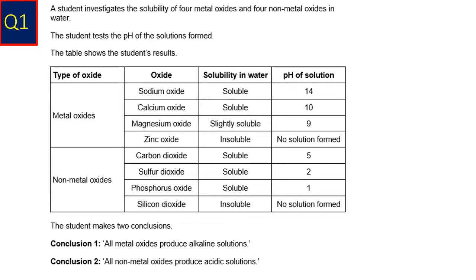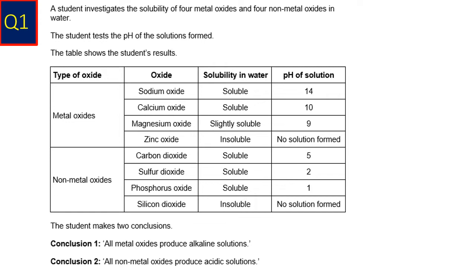And the pH of the solution. So sodium oxide is soluble, that means it dissolves in water, and has a pH of 14. Calcium oxide also soluble, pH of 10. Magnesium oxide is slightly soluble, so it dissolves a little, pH of 9. Zinc oxide is insoluble, it does not dissolve, and no solution is formed to test the pH of. Our non-metals, we've got carbon dioxide, which is soluble, and a pH of 5. Sulfur dioxide, also soluble, and a pH of 2. Phosphorus oxide is soluble with a pH of 1. Silicon dioxide, insoluble, does not dissolve, no solution formed.